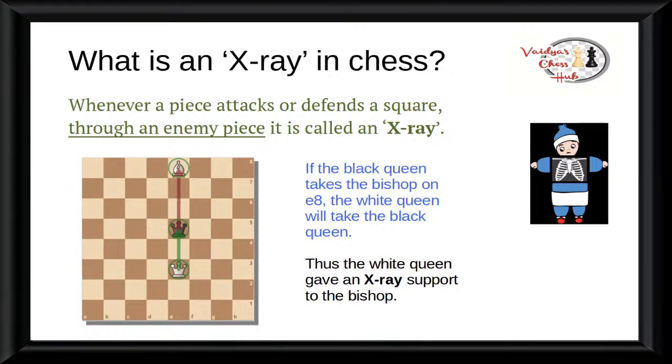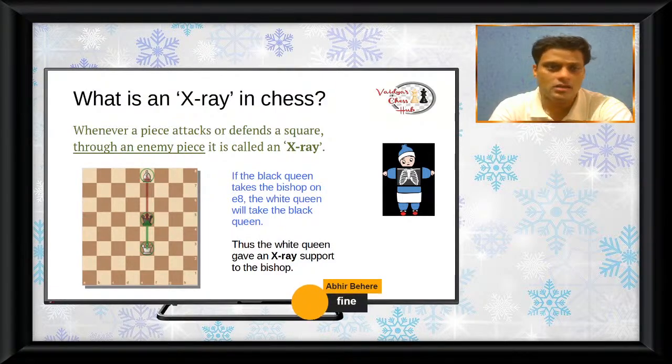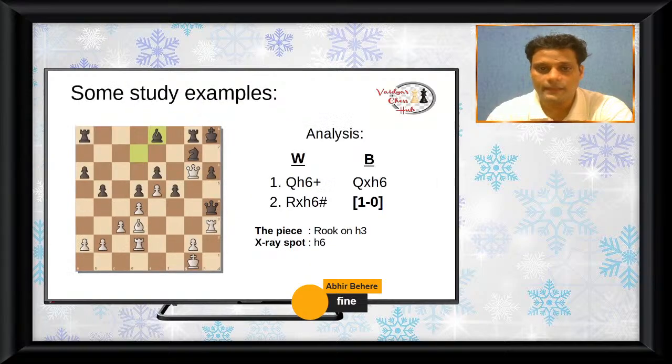So it's time, guys, for you to jot down all these things, and hopefully you have made a note of those things. Is that not right? Yes, because we have the new students saying fine. Sure, we'll do that. And make sure that you jot it down properly. Whenever a piece attacks or defends a square through an enemy piece, it is called an X-ray.